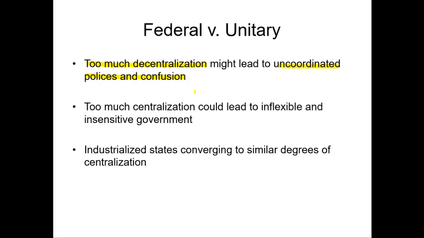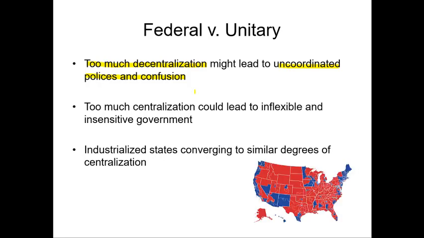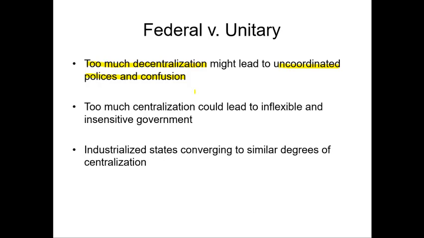We do see that with the red state versus blue state dilemma in the United States. We could see states locking in policies that lean towards conservative ideology, and other states locking in policies that lean towards liberal ideologies. On the contrary, too much centralization, as we've said before, could lead to inflexible and insensitive government, which could potentially be obtrusive or unpopular to citizens of the country. Now, we are seeing some converging amongst the modern industrialized states of the world. They seem to be converging on similar degrees of centralization.